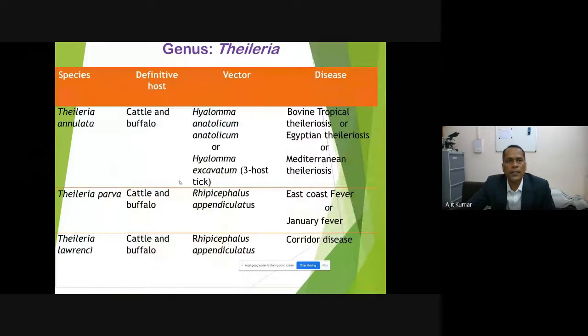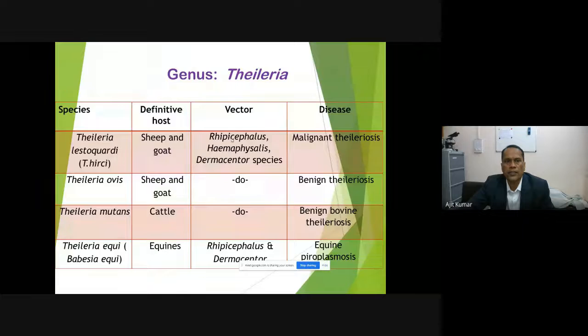Important symptoms. There are different species of Theileria found in different species of animals, but the most important is Theileria annulata, which is found in our country and is called bovine tropical theileriosis in India. Its vector is the tick. The tick species is Hyalomma anatolicum.